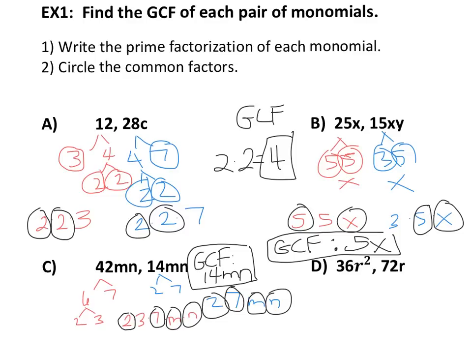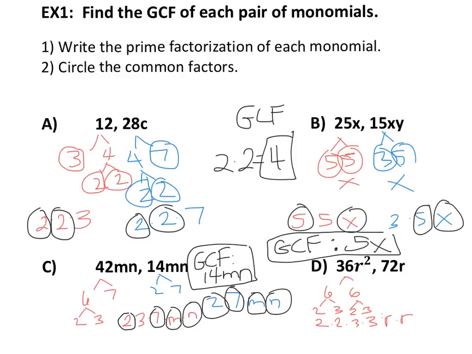Then in part D, it's the same idea, except this time for 36, the factors would be 6 and 6, and that could be broken down to 2 and 3, and 2 and 3 again. So 2 times 2 times 3 times 3. But then it has r to the second power. And r to the second power simply means there are 2 r's, so r times r.